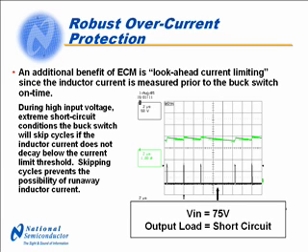An additional benefit of ECM, or emulated current mode, is what's referred to as look-ahead current limiting. Since the inductor current is measured near the end of the diode conduction time prior to turning on the buck switch, during high input voltage, extreme short circuit conditions, the buck switch will actually skip cycles if the inductor current does not decay below the current limit threshold during the off time.